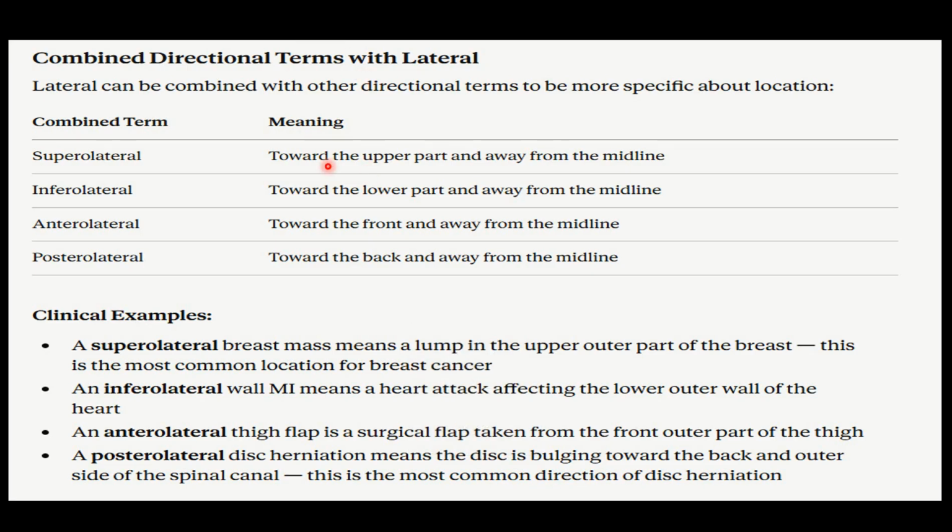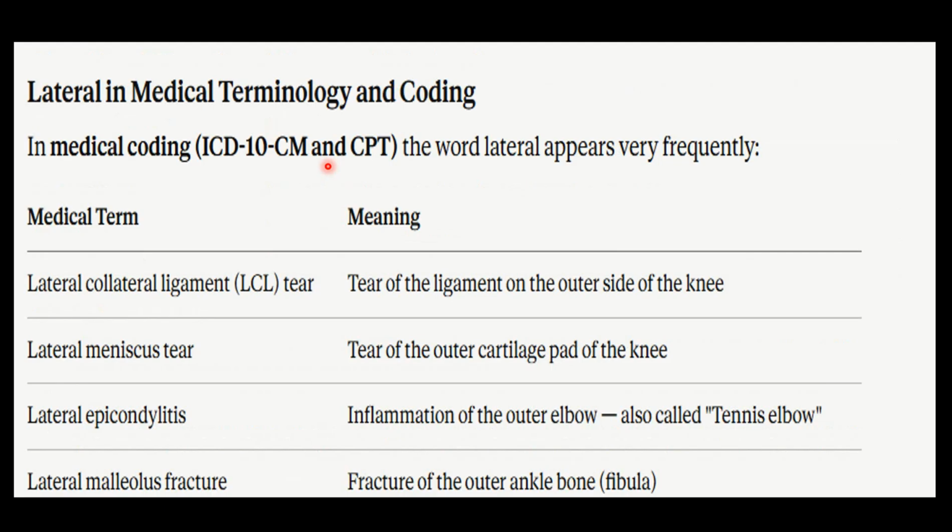Okay, so let's see some examples for medical coding also. In medical coding, ICD, CM, and CPT terms, the word lateral appears very frequently. Lateral collateral ligament, LCL tear, means a tear of the ligament on the outer side of the knee. Lateral meniscus tear means a tear of the outer cartilage pad of the knee. Lateral epicondylitis means inflammation of the outer elbow, also called tennis elbow.